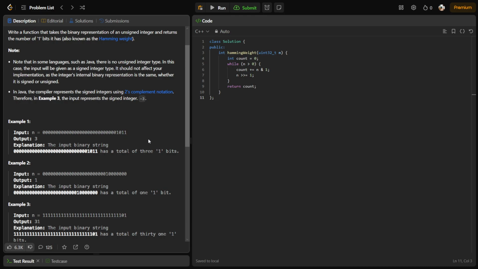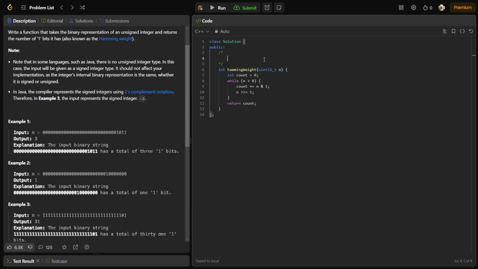So the approach would be to iterate through the bits here, and if it's a 1, we add 1 to our count. Otherwise, we continue on. My approach to this problem is exactly that, but I'll be using some bitwise operations. So let's talk about this AND operator first.